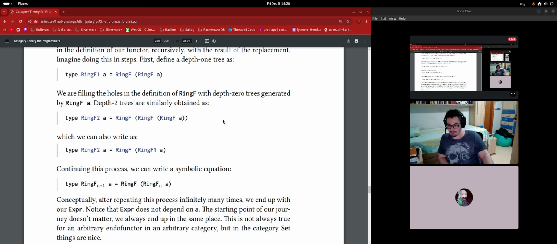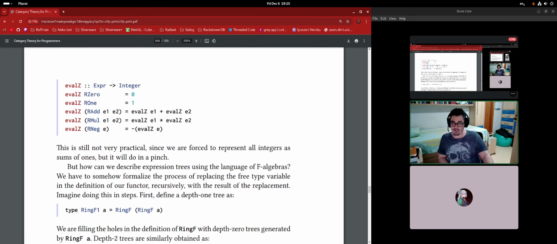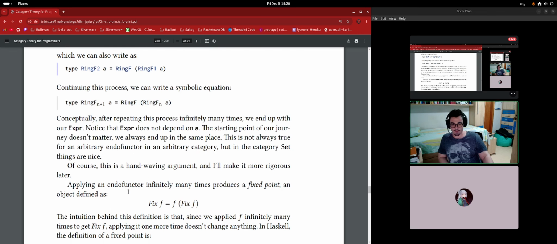And then of course, instead of doing this, you can actually use the previous one and so on and so forth. The reason that we are doing this, I actually didn't say, is because we are trying to achieve this sort of process without having to call the evaluator inside of the thing recursively, and not being forced to represent all integers as sums of ones. Yeah, so that's why we're doing this.